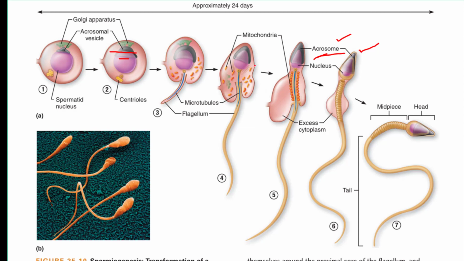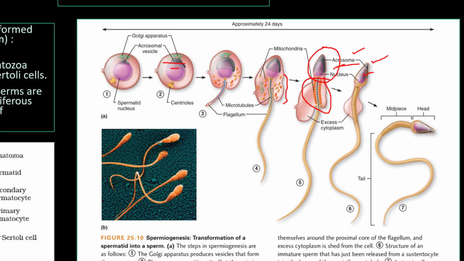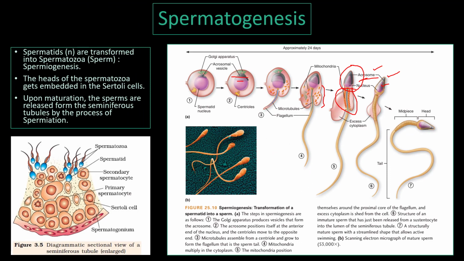The mitochondria are going to organize into the middle piece area, and the head takes its shape with the haploid chromosome set or nucleus in the center, with the acrosome at the tip. Remember, the acrosome is going to be very important, and we'll talk about its importance in a later part. So here, as you can see, a regular cell is transformed into the sperm with a characteristic head, middle piece and tail.